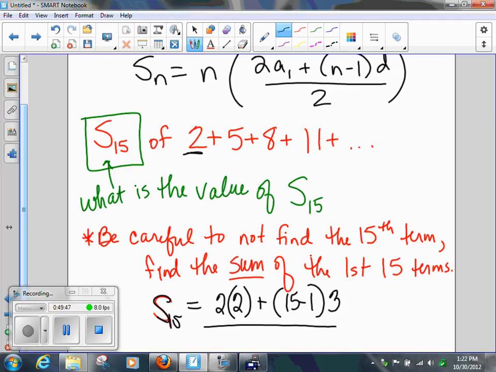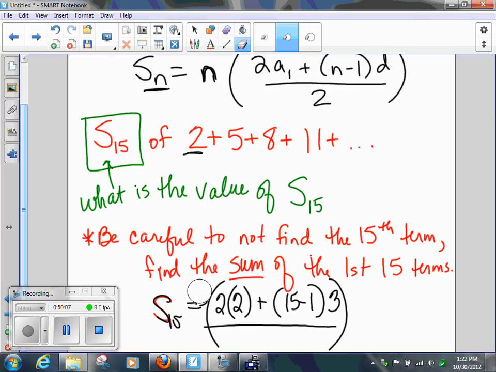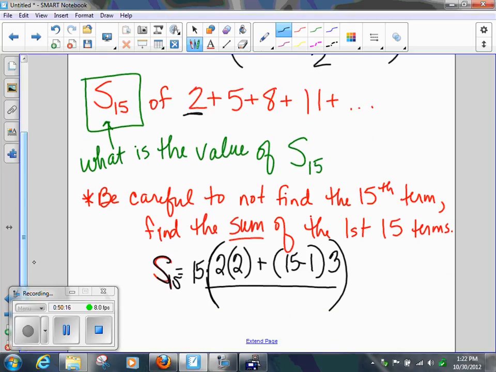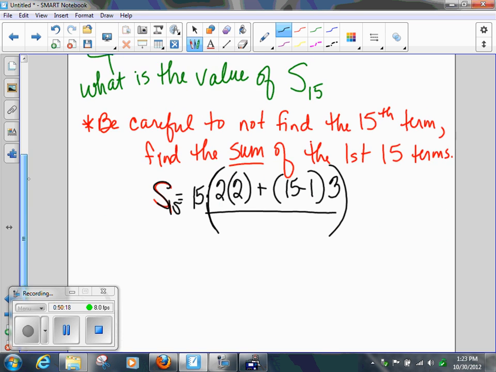Say it again. This right here? Oh, thank you. Forgot it. What's it going to be? No, this right here. It's going to be 15 on the outside. I just forgot it. Thank you. All right, let me move that down now. This way. And then what was the bottom of that? Divided by 2, right?